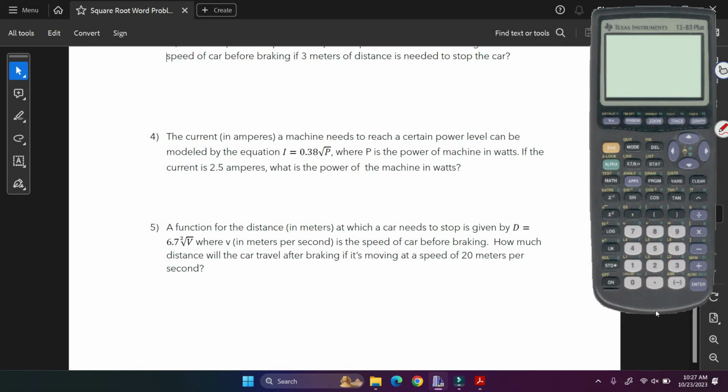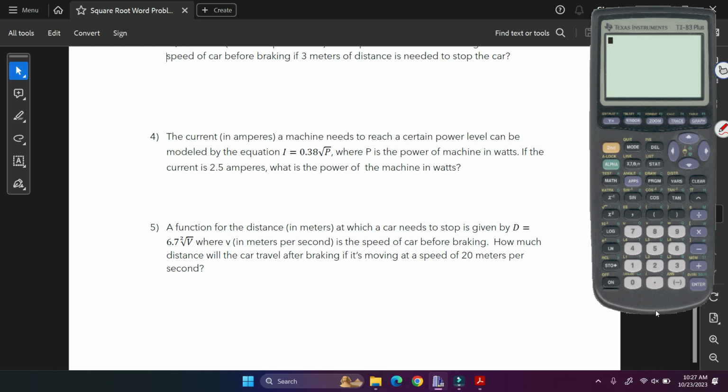All right, question 4 says the current in amperes a machine needs to reach a certain power level can be modeled by the equation I equals 0.38 times the square root of P, where P is the power of the machine in watts. If the current is 2.5 amperes, what is the power of the machine in watts?